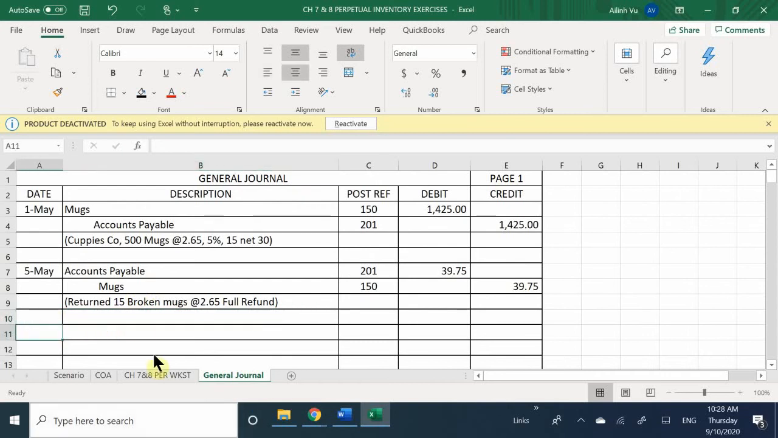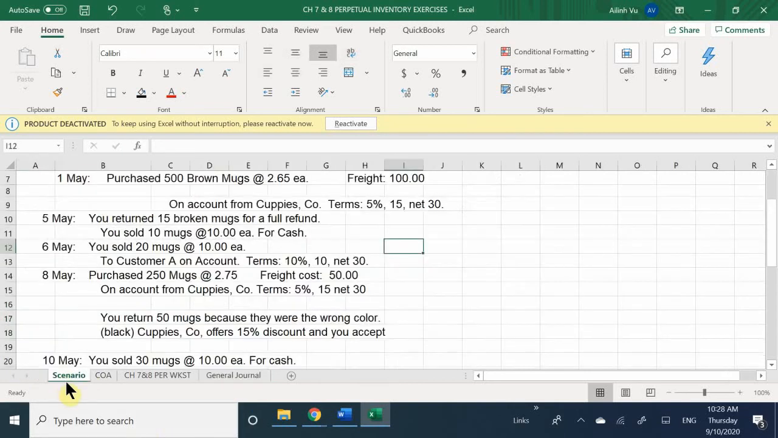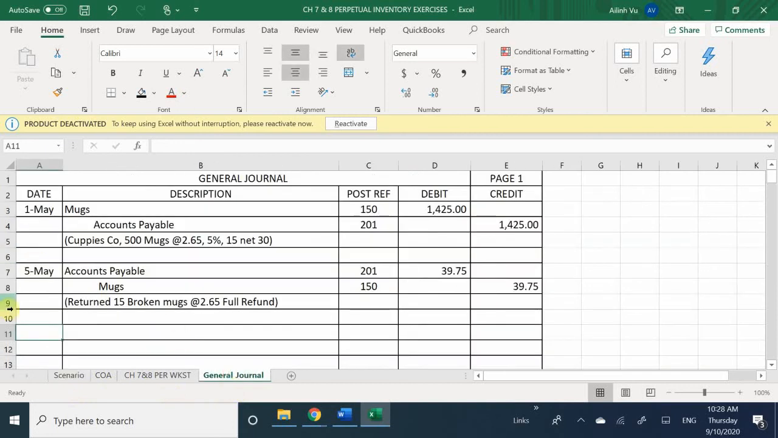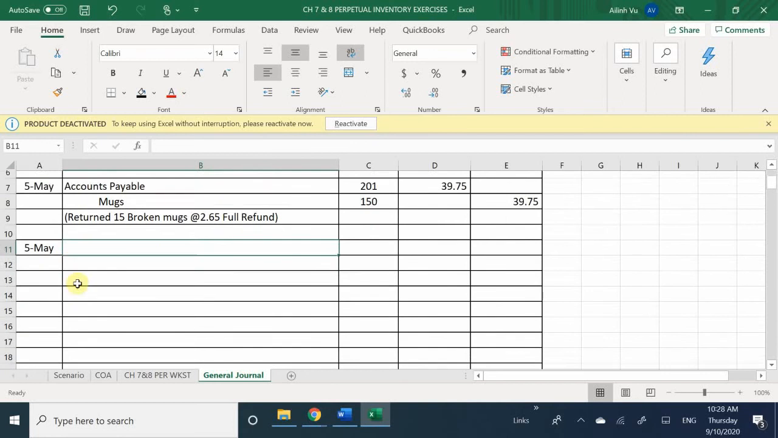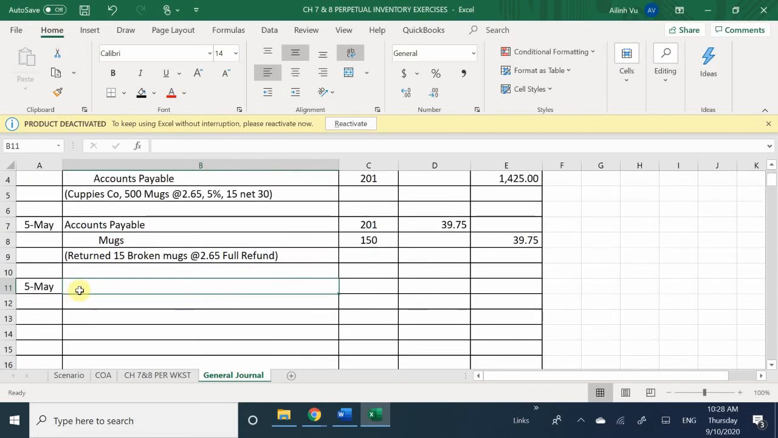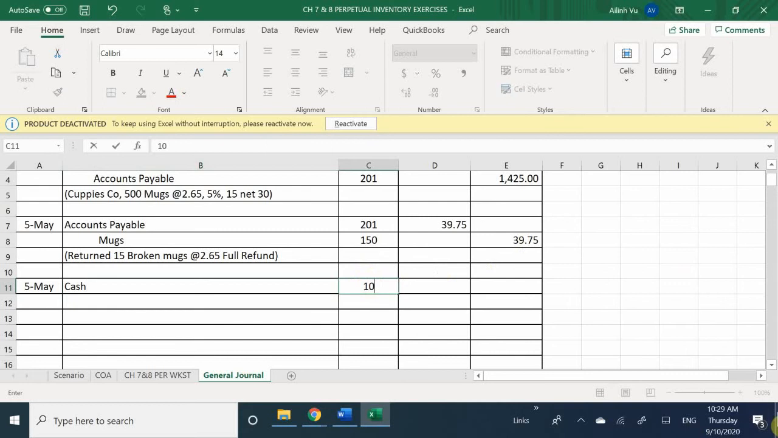So on May 5th, I sold the mugs for cash. So what are our accounts going to look like? What is going to go first? Cash, because we're receiving cash. We're increasing the money that we have. And we know cash is account number 102.